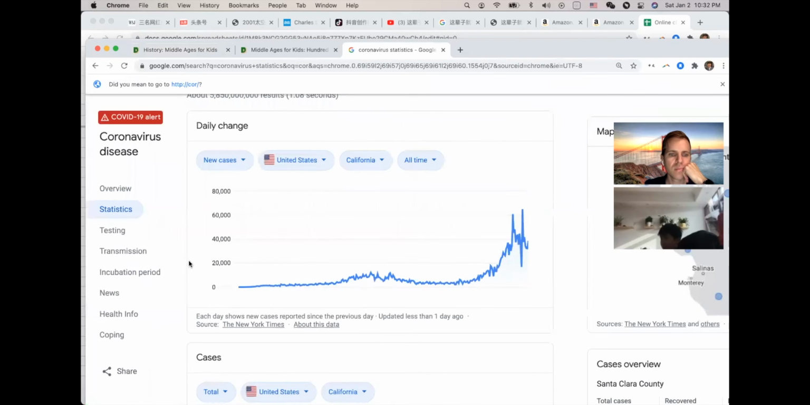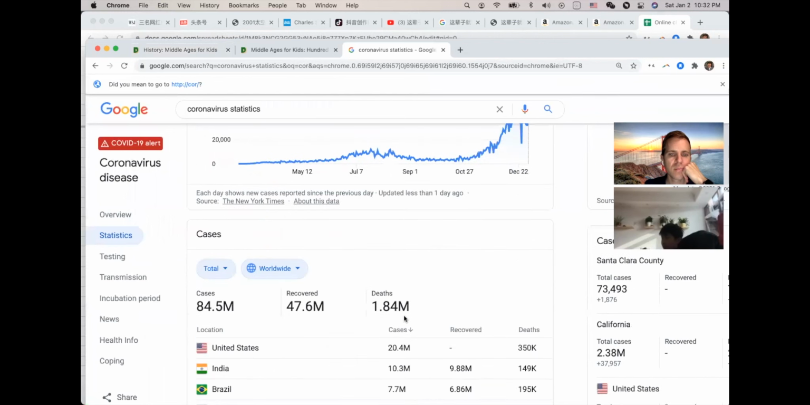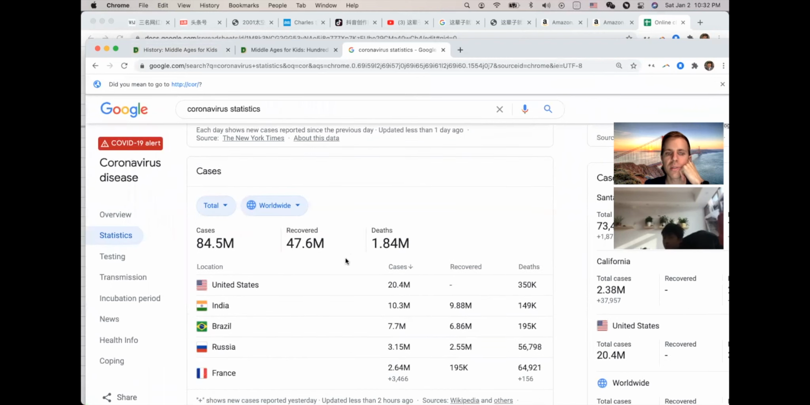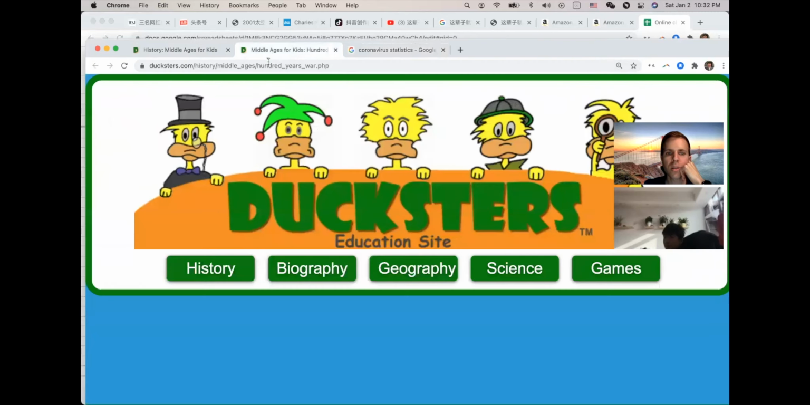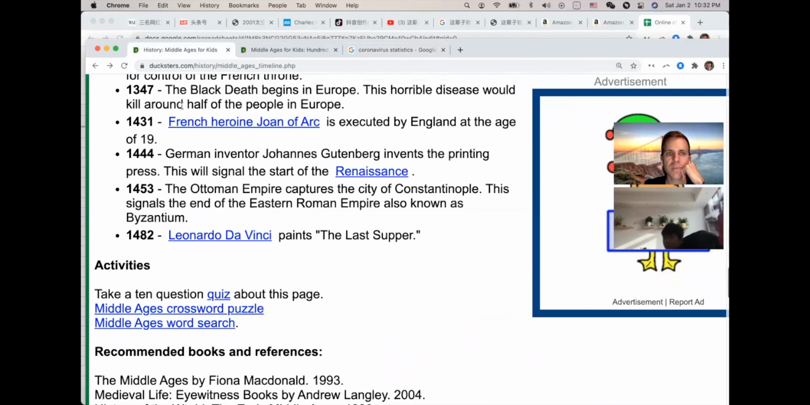Oh well, that was in summer and now it's winter, so it was way off. Almost 2 million people have died so far in the whole world. Oh my god, that's a lot of people. But what did this say? How many people here? Half of the people, over half of the people in Europe. So how many people are there in the world?